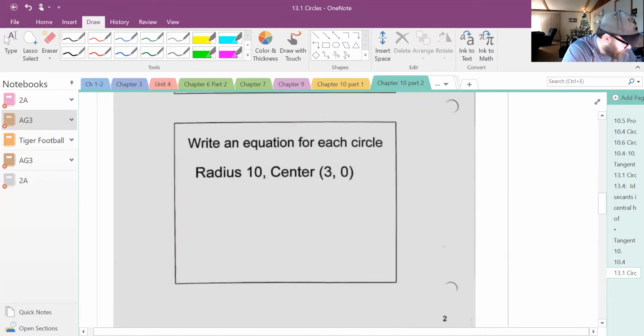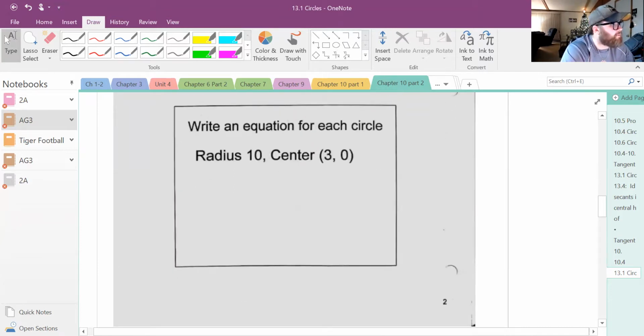Let's get on to writing equations. Sorry, the Blues game's on, so if I pause for a second, it's because we almost scored. Hoffman just scored. I like that guy.